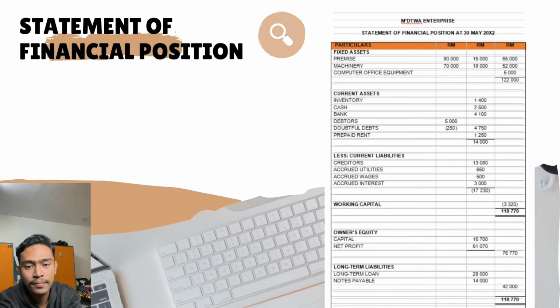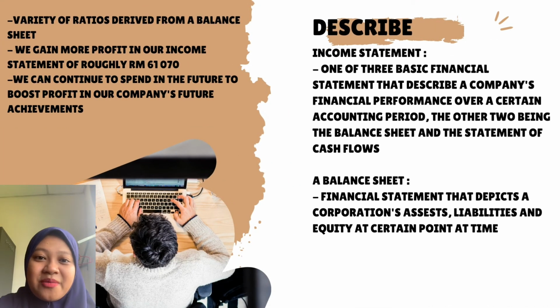118,770. The income statement is one of 3 basic financial statements that describe a company financial performance over a certain accounting period. The other two being the balance sheet and the statement of cash flow.